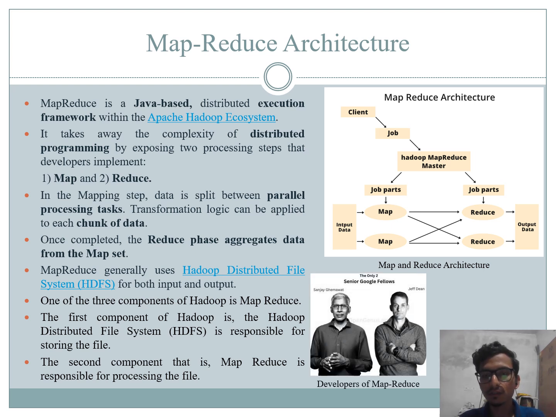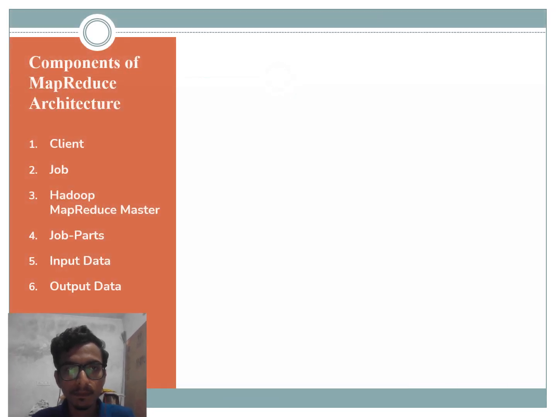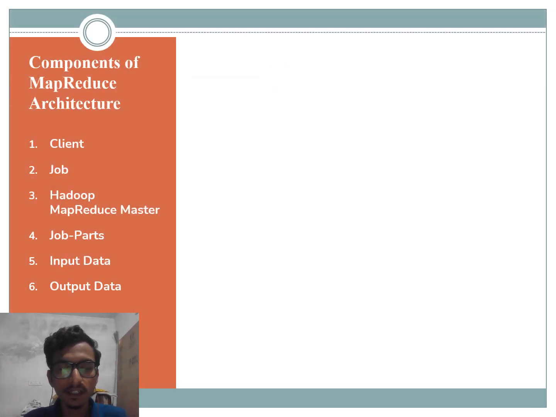These were the two scientists working in Google. They thought about this MapReduce architecture based on the problems which were being faced by them. So they were the actual developers. Let's see the components of MapReduce architecture.